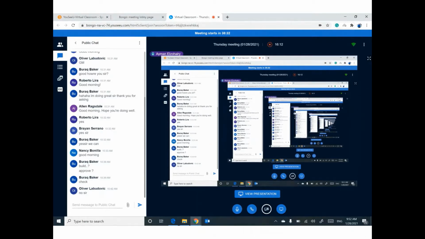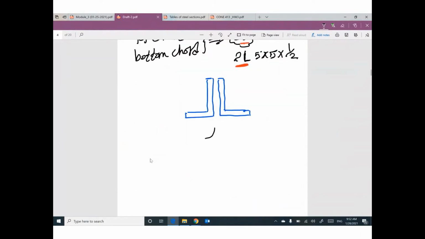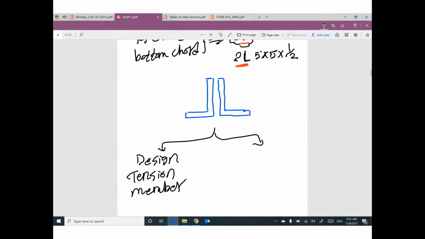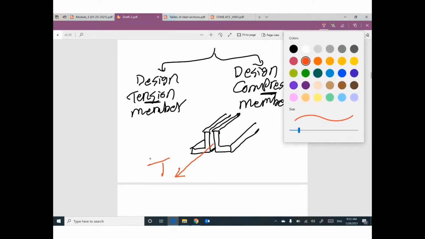So, if you decided to design these members, we need mainly to understand how to design tension member and how to design compression member. Because members in the truss, one of them is tension member or compression member. Do you think if you have double angle like this as a member extending in this side, if you have tension, will be the same behavior if you have compression?